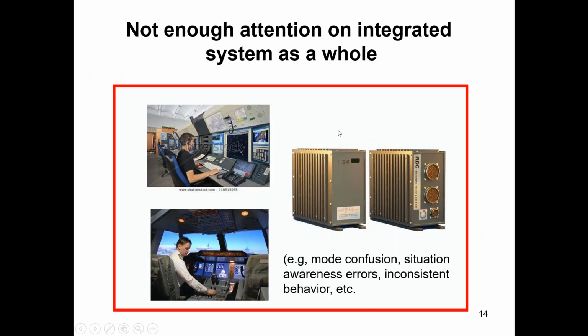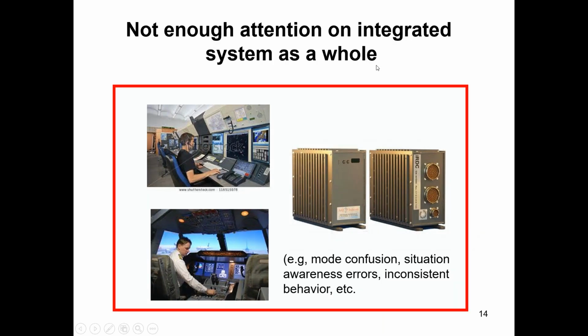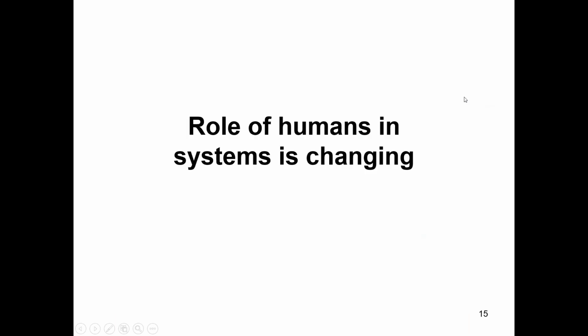So the problem is that human factors usually concentrates on the screen out. Hardware and software engineering concentrate on the screen in. And nobody is looking enough at the integrated system as a whole. So we're getting many more new kinds of errors, like mode confusion on the part of pilots, situational awareness errors, inconsistent behavior of the software in the plane, which confuses the pilots. And we can't just look at the human factors and separate it from the design of the aircraft itself and the design of the logic and the software.